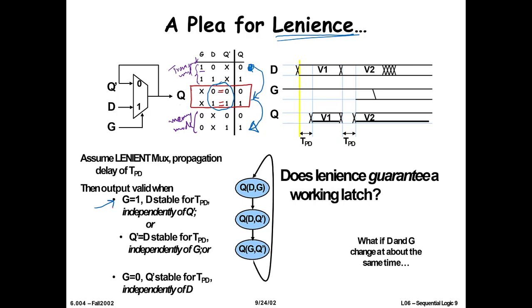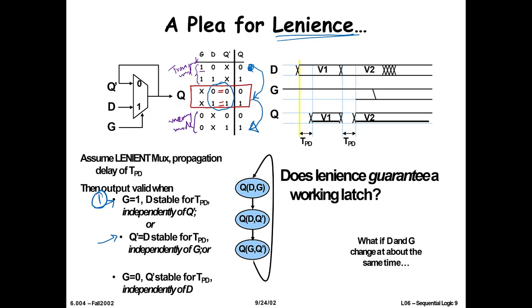So this is the first step. You enable the latch to be transparent and enable the signal to propagate to the output. Okay, then you wait for enough time so that D and Q prime become equal.